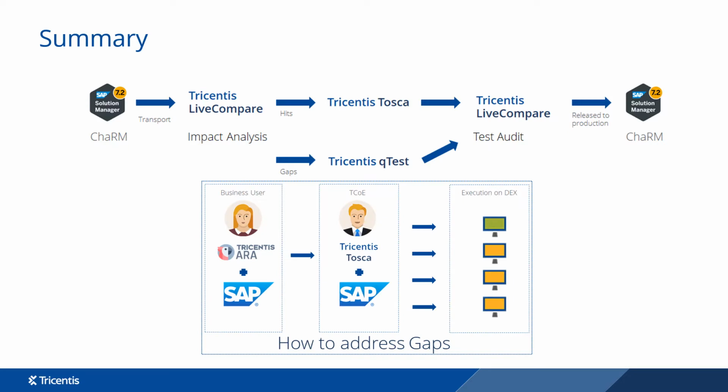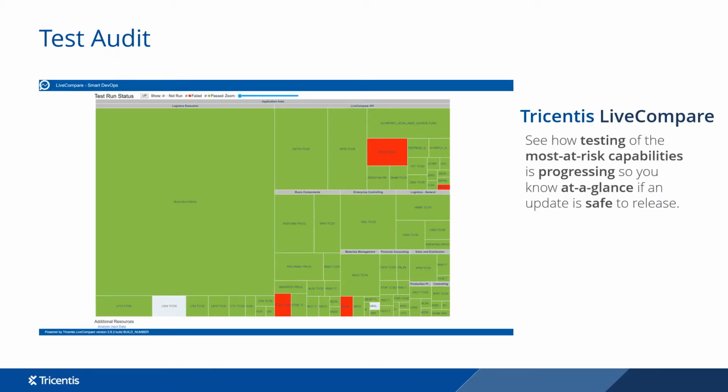So in summary, for every change event in SAP, run LiveCompare impact analysis. Find your hits, which get populated into your execution list, and identify those gaps, which will then be part of your requirements. And you can address those gaps using ARA and Tosca and your execution on DEX. And then finally, you can run test audit to make sure that all of those most at-risk objects have been tested. Here's a screenshot of what the test audit analysis looks like. Green represents most at-risk executables that have a passed test status. Red have a failure, and gray represent tests that have not been executed.